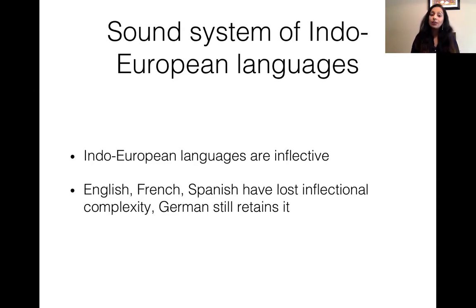English, French, and Spanish have lost a lot of this inflectional complexity. But if you look at German, if you have studied German, or if you're still studying German, you can see that German has a lot of these kinds of inflections still preserved from before.